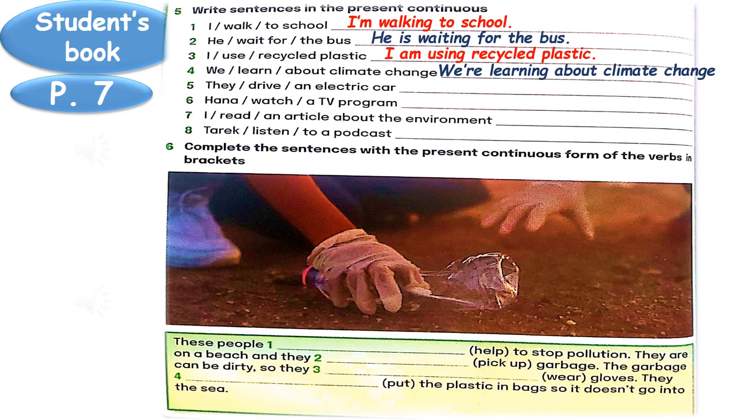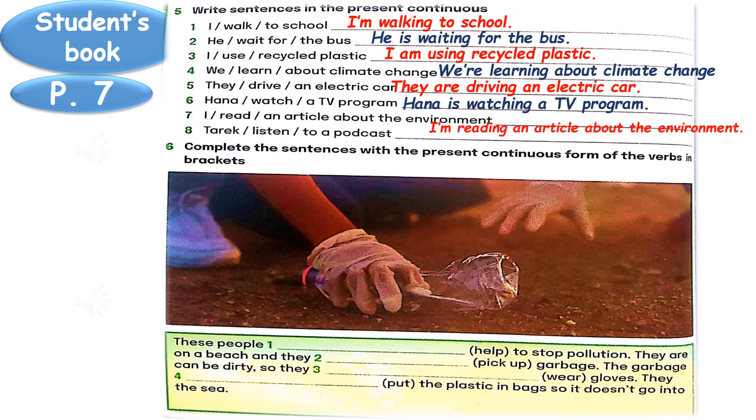They drive an electric car. It turns into they are driving an electric car. Again, drive ends with E. I'm going to drop the E before adding the ing. Hannah watched a TV program. It turns into Hannah is watching a TV program. Number 7, I read an article about the environment. I can say, I am reading an article about the environment. 8, Tariq listen to a podcast. It turns into Tariq is listening to a podcast.